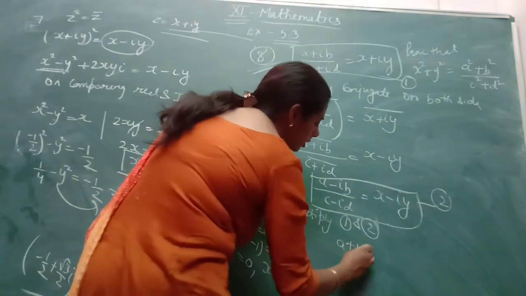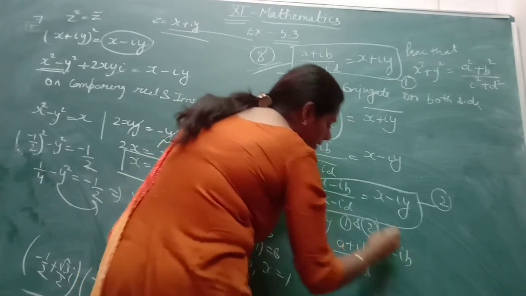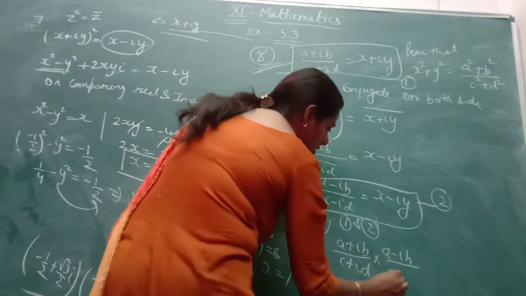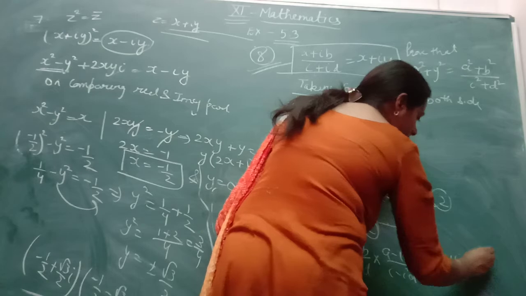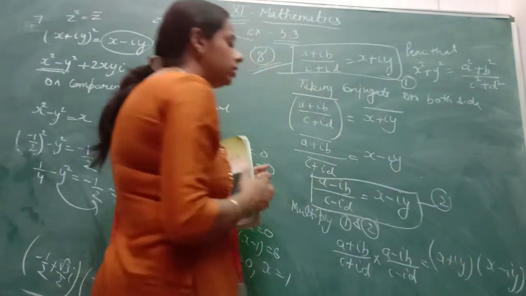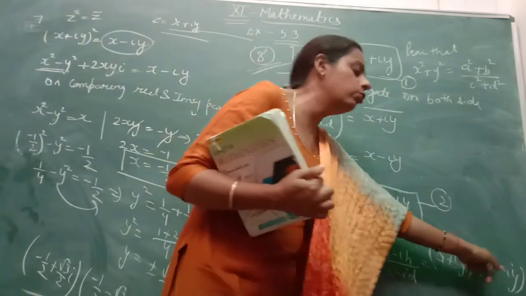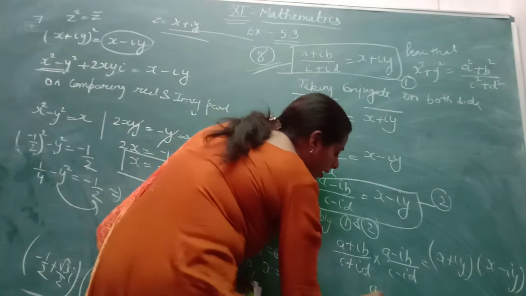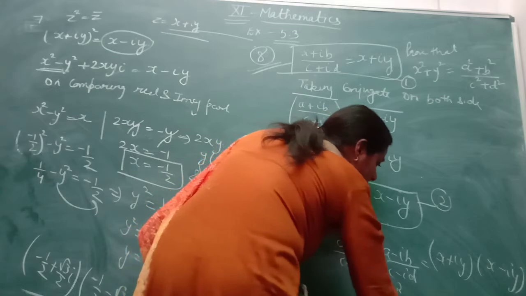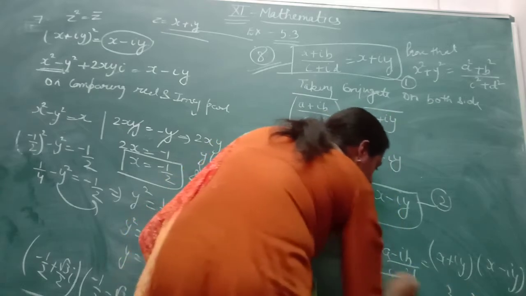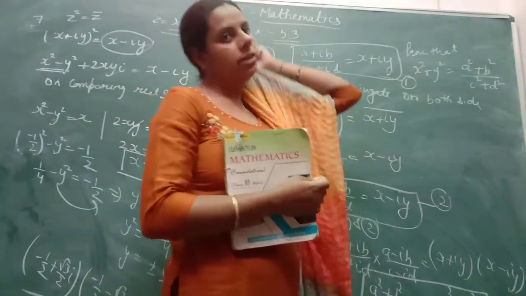Left hand side multiply with the left hand side, right hand side multiply with the right hand side. A plus iota b by c plus iota d, multiply a minus iota b by c minus iota d from the second equation, and the right hand side is x plus iota y into x minus iota y. As you can see, there is the identity of a plus b into a minus b everywhere. After applying the identity, you will have a square plus b square by c square plus d square equal to x square plus y square. That is your proved portion. Okay, this is the thing which we had to prove, and that is proved now.